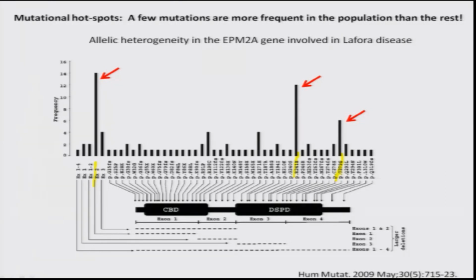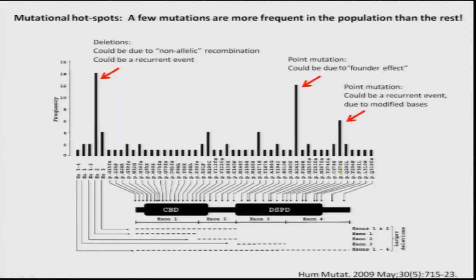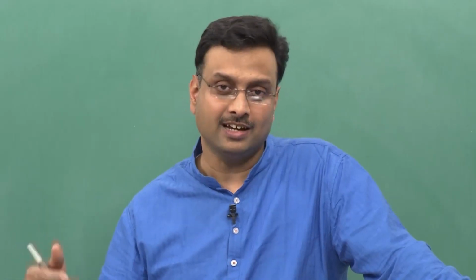So what could be the reason why these alleles are more common than the other? I am giving some examples. For example, deletions. The deletions could be due to a process called nonallelic recombination. These are illegitimate recombination, an error during the meiotic process that can result in deletions, right? And this process depends on your genome sequence. So it can be a recurrent event, meaning it can happen again and again during meiosis. Therefore, you have more chance of this mutation coming into the population.